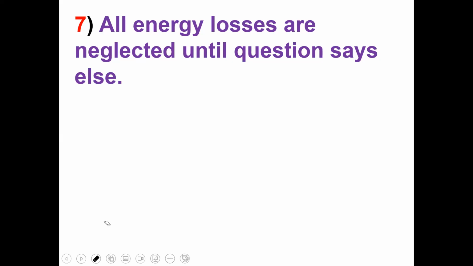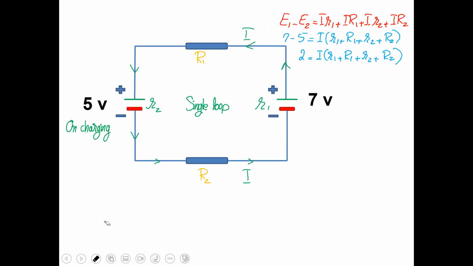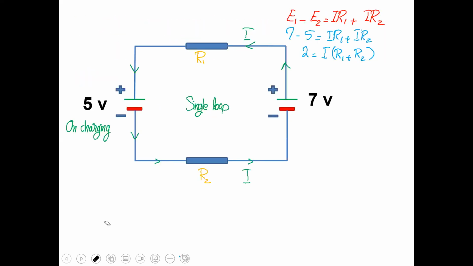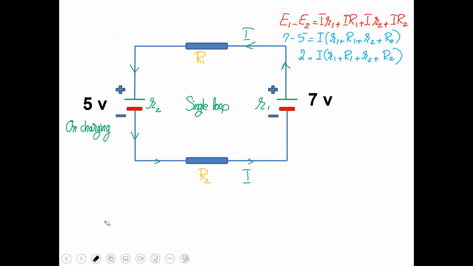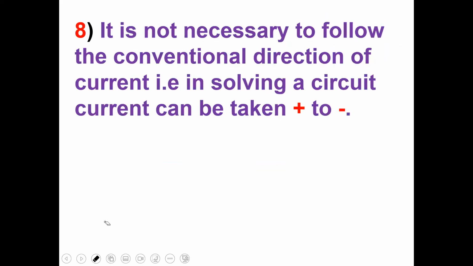All energy losses are neglected unless the question says otherwise. There are losses in connecting wires and in the power source, but we neglect all of them. The internal resistance, small r, is a factor. If it is given, you have to consider it. In this diagram, we have not considered the internal resistance, but if the examiner takes it, you have to consider it as a proper resistance.